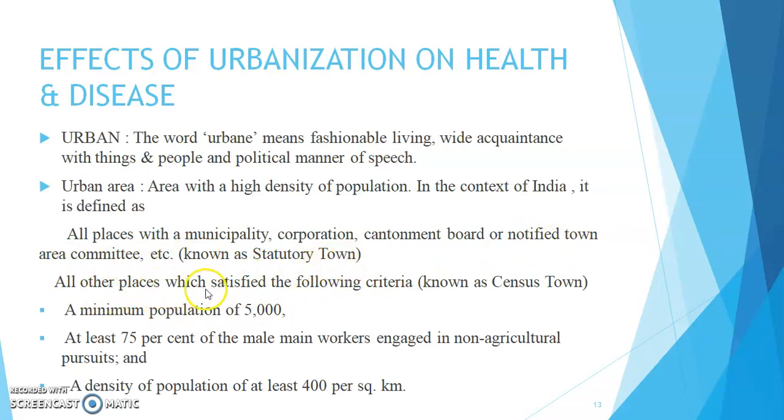All other places which satisfy the following criteria are also known as census town. Okay, so a minimum population of 5,000 can be considered as a town, at least 75% of the main workers engaged in non-agriculture pursuits, and a density of population of at least 400 per square kilometer.